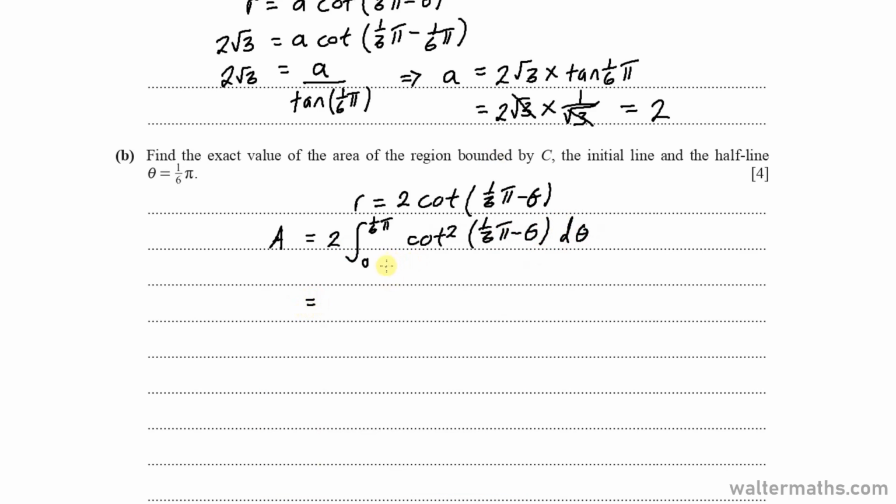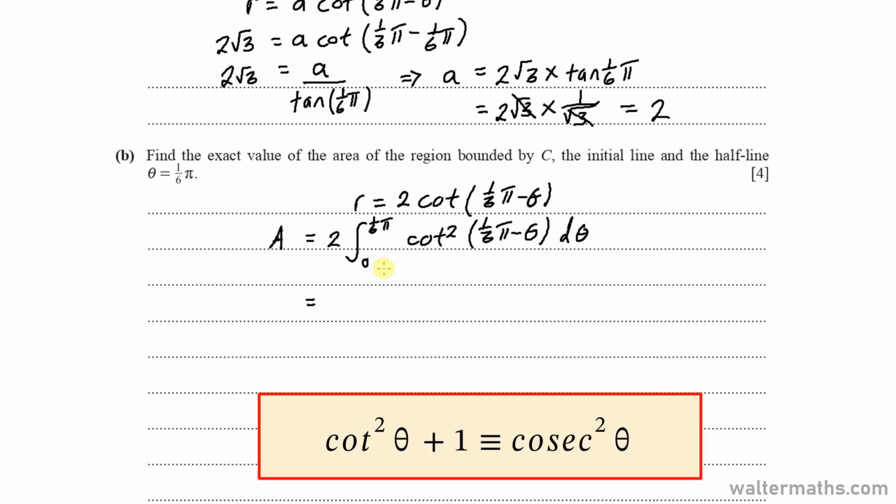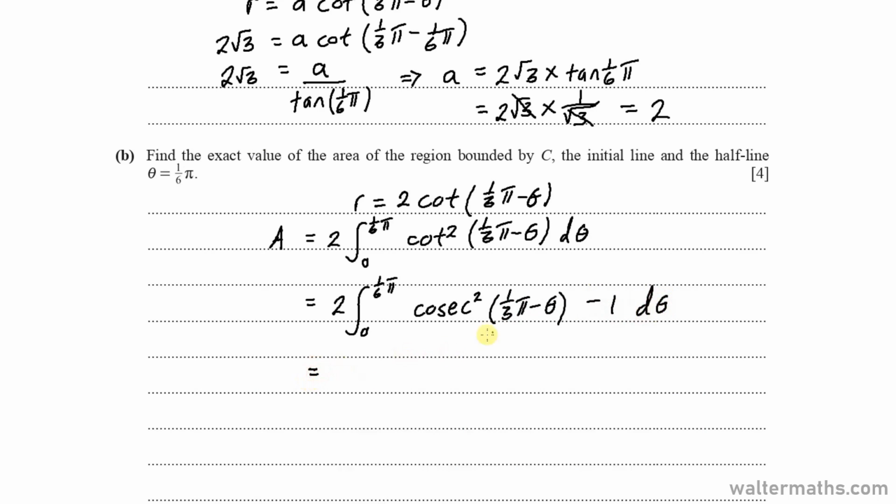Now we can apply the identity cot squared plus 1 is identical to cosec squared theta. So applying that identity, we'll be having 2 times the integral from 0 up to a sixth pi as the limits, of cosec squared of a third pi minus theta minus 1, with respect to theta. Now we know that if we integrate cosec squared of a third pi minus theta, we are going to get cot of a third pi minus theta, and integrating 1 we get theta, and we'll be having the limits here, 0 up to a sixth pi.